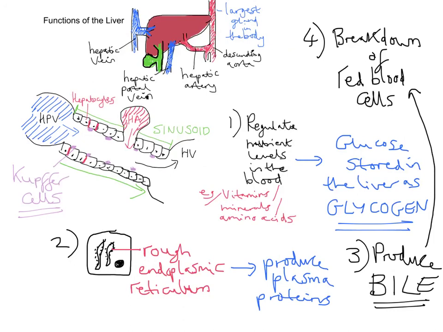So that's just, in a nutshell, the key functions of the liver. To regulate nutrient levels in the blood, to produce very important plasma proteins, the production of bile, and the breakdown of red blood cells.